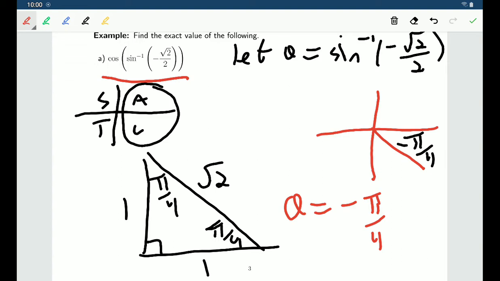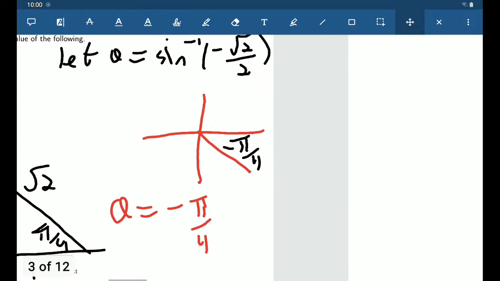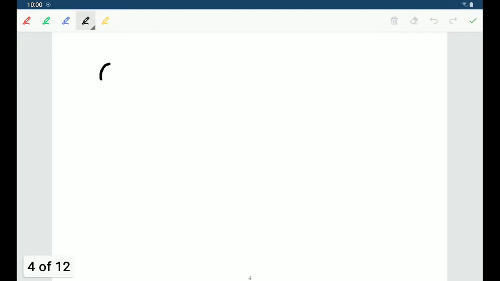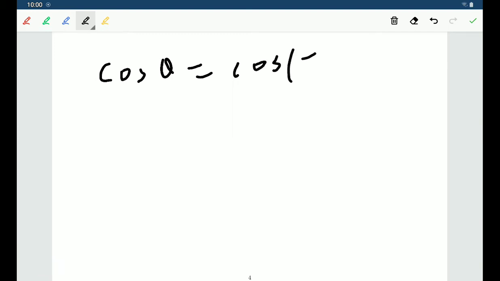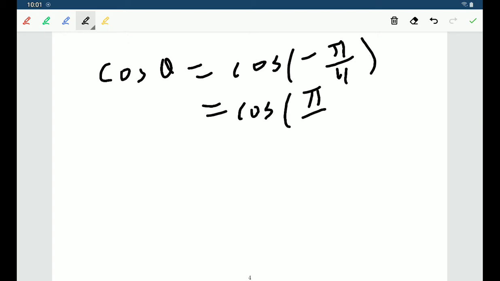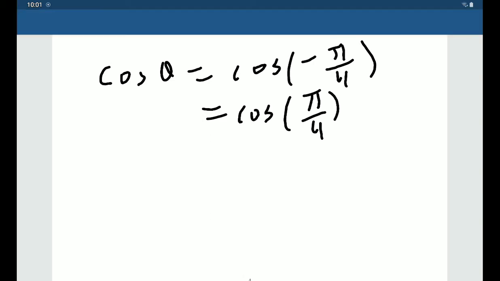So really, all we're looking for now is cosine of theta. And that's easy enough for us to do, because if we're looking for cosine of theta, that would be cosine of negative pi over 4. Here I'm going to use the even-odd properties of cosine to make my job a little bit faster. Remember, cosine is an even function. Cosine of a negative angle is the same thing as cosine of that positive angle. Cos of negative pi over 4 is the same thing as cos of pi over 4, and that's because cosine is even.